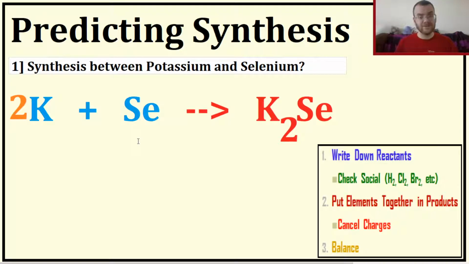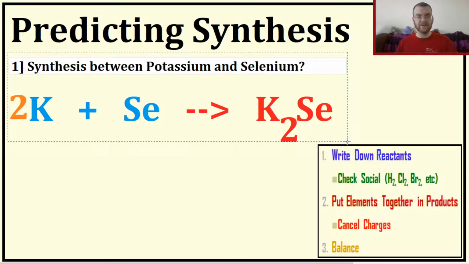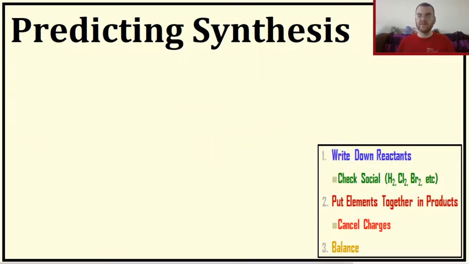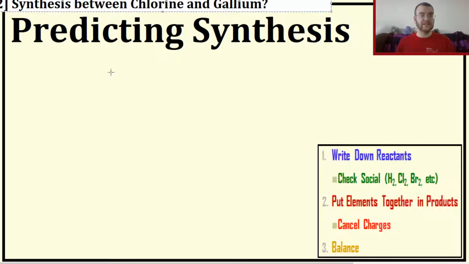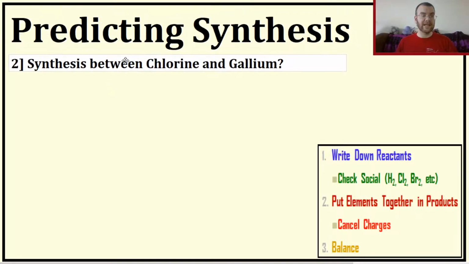So our first one, set, not a big deal. This was pretty easy. There were really no tricks in this first one, but that's good. You know, when there are no tricks, we can focus on the stuff that's most important. Now the next one is going to have some tricks with it. We are going to be doing the synthesis between chlorine and gallium.